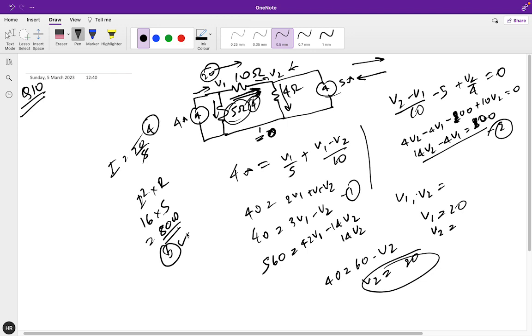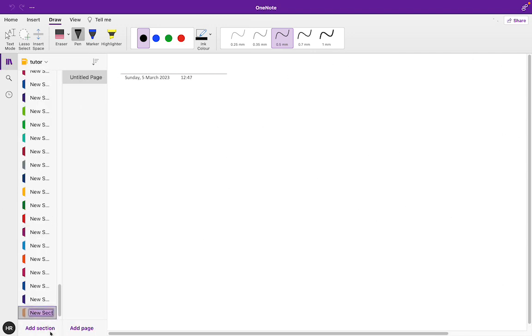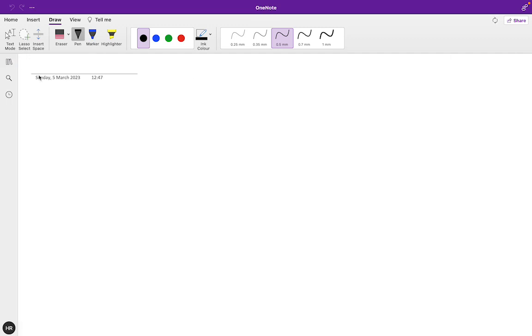Okay. So guys, the answer to question number 10 will be 80 watt. Okay. So see the next question. See the next question. Prasanna, please mute yourself.